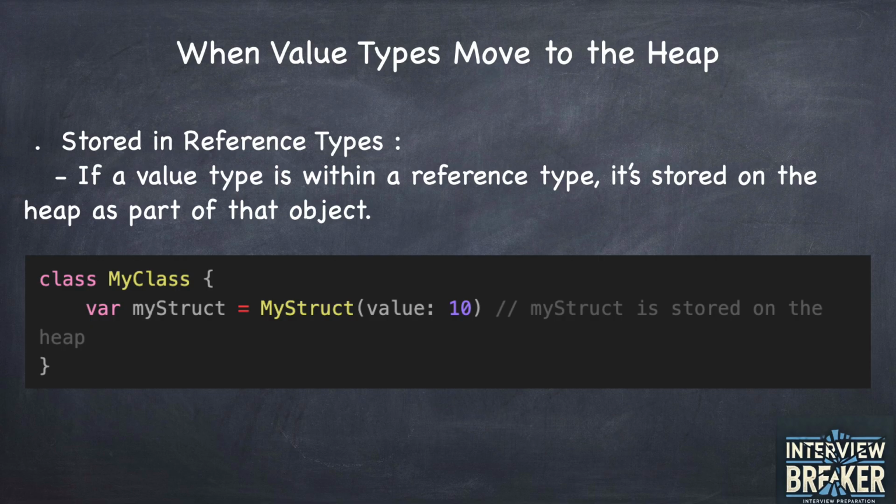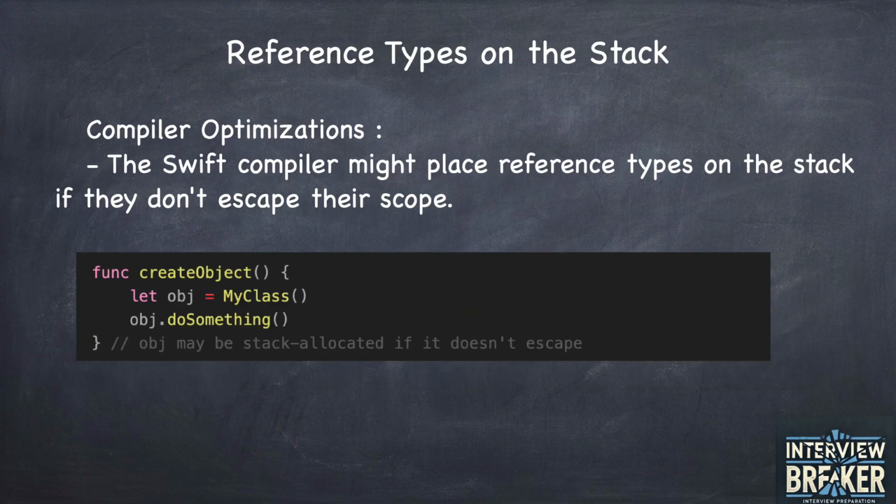Now, let's talk about reference types on the stack. Reference types in Swift primarily include classes and function closures. They are generally stored on the heap, but there are exceptions. Compiler optimizations, escape analysis: the Swift compiler can perform escape analysis to determine if a class instance does not escape the scope and can be safely allocated on the stack.